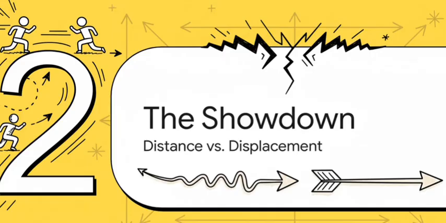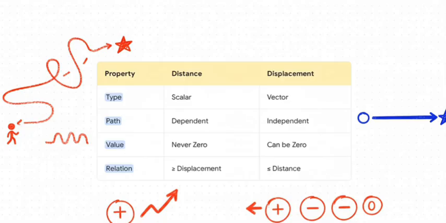So we have our two contenders, scalar versus vector, distance versus displacement. Let's put them head to head and see how they really stack up against each other. Let's really break this down. As we've said, distance is a scalar, displacement is a vector. This means distance is what we call path-dependent. Every twist, every turn, every step gets added to the total. But displacement? It's path-independent. It couldn't care less about the journey. It only cares about the starting line and the finish line.